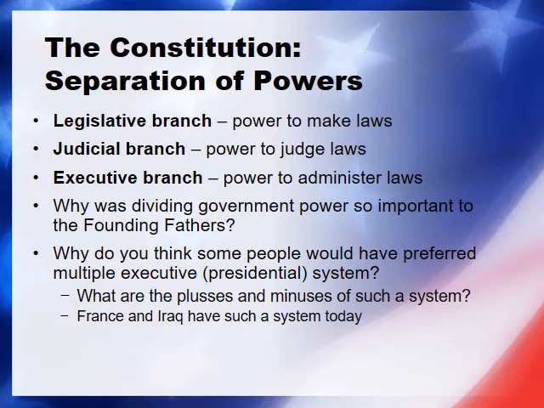James Madison introduces the idea of separation of powers. That's why I refer to this as the Madisonian model, that there would be three branches of government: legislative branch, power to make laws; judicial branch, power to judge the legality of laws; and the executive branch, the power to administer the laws. And with each of these branches, the ability to check each other.